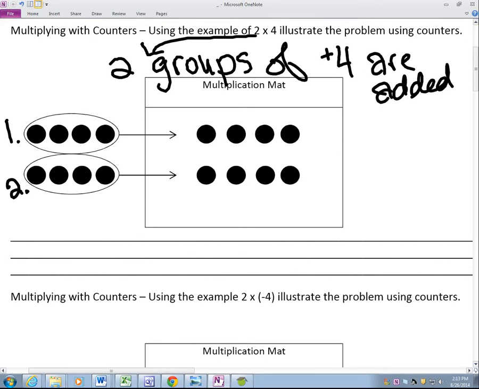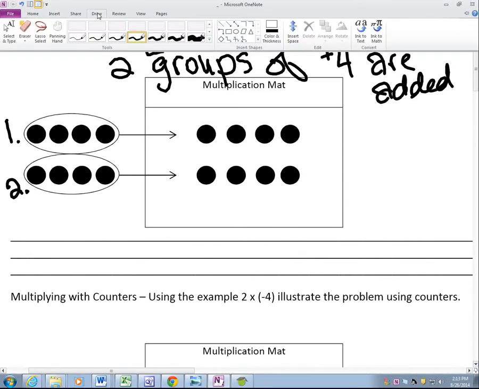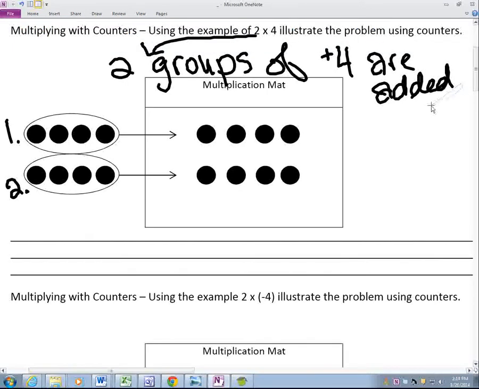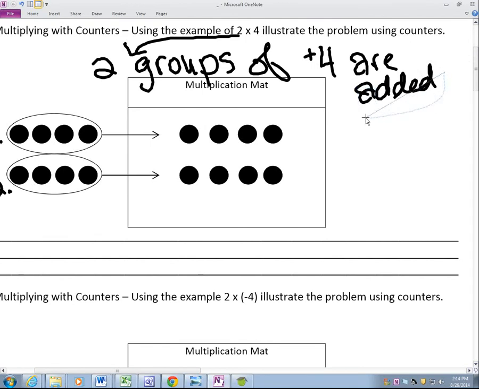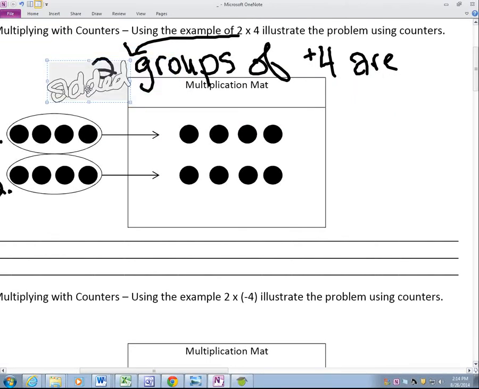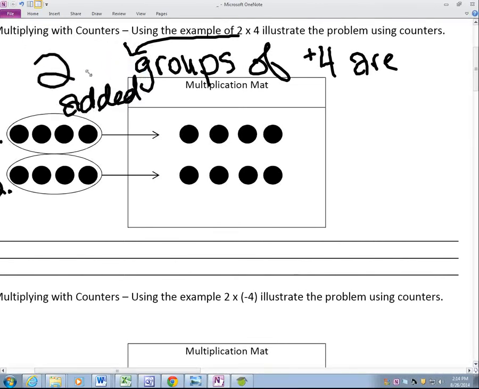So two groups of plus 4 are added. Now, the reason why they're added is because this 2 is positive. This 2 is positive. Do you agree with me?